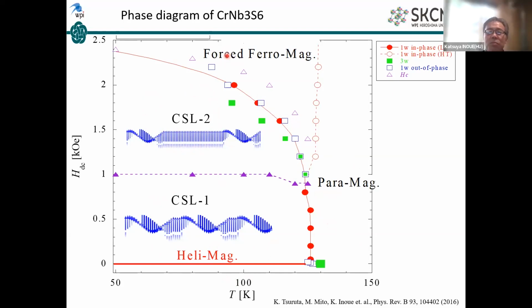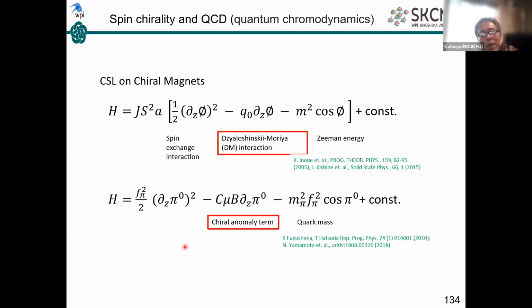This is easy to understand by using our Hamiltonian, which I already mentioned before. This is our chiral spin system Hamiltonian. Here is the exchange interaction between spins. Exchange and dipole are the same. And here is the Dzyaloshinskii-Moriya interaction coming from the chiral crystal. And this one is a Zeeman term. This is the externally applied magnetic field.